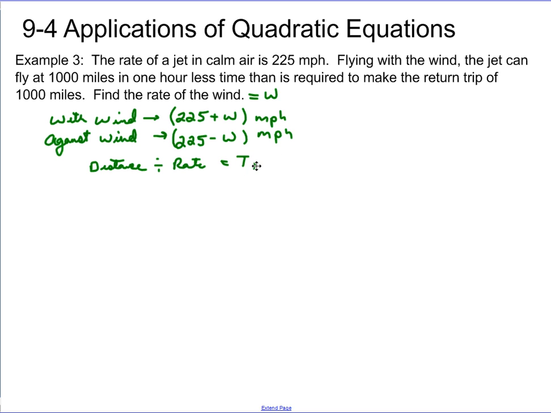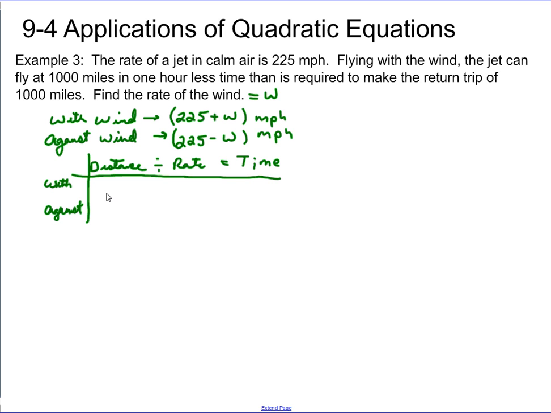If our time can be figured out, we know that there's a difference of 1 hour in the time for the return trip than it is for the trip along that 1,000 miles. So let's set this up. We've got our two pieces of our trip. We've got a trip that goes with the wind and one that goes against.